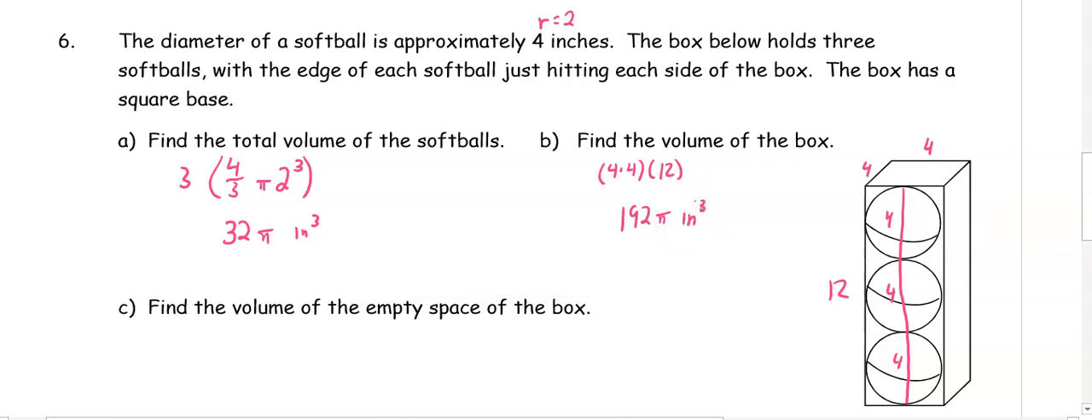To find the volume of the empty space, then, we would subtract the volume of the box minus the volume of the softballs. We can put this in our calculator and round to 2 decimal places, so we get 91.47 inches cubed for the empty space.